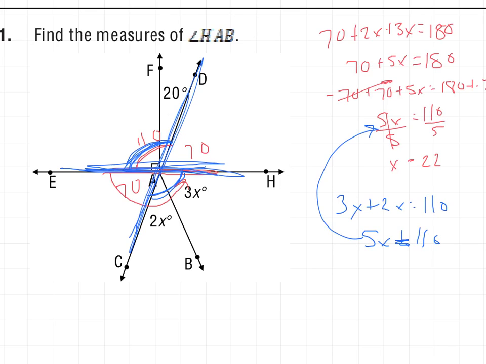So there are two different ways that we can really do this. One required us to figure out that this was 70. The other used vertical angles to basically get the same idea. So again, two different ways to go about doing that problem.